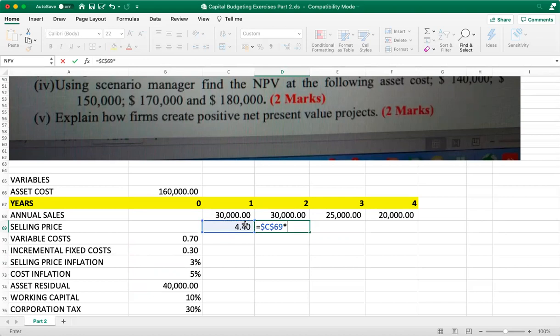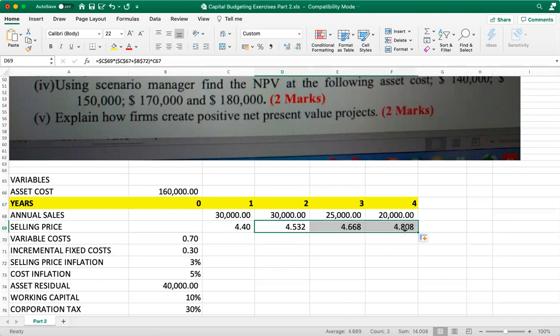So multiply this by 1 plus, so 1, put $ sign plus the inflation rate for selling price, 3%. Put $ sign on that, close the brackets, and then say power 1, because this is the first time the selling price is going up. So power 1, then enter. So our selling price in year 2 is 4.5. Then copy this to year 4. So in year 4, our selling price is 4.808.